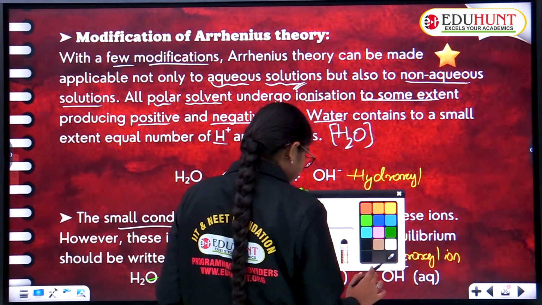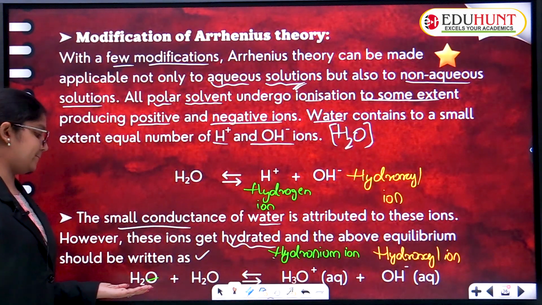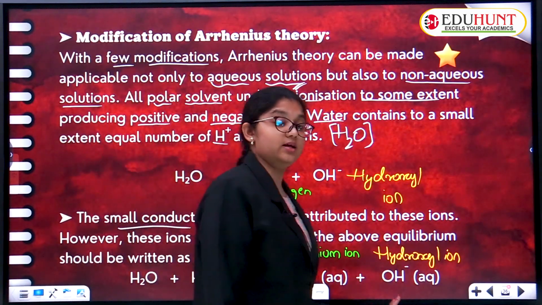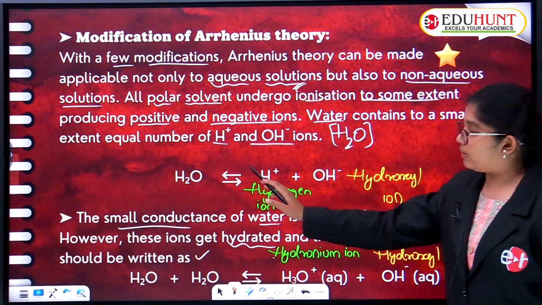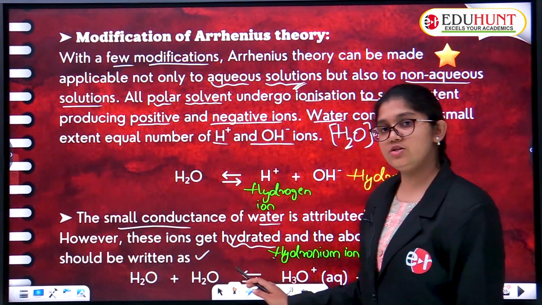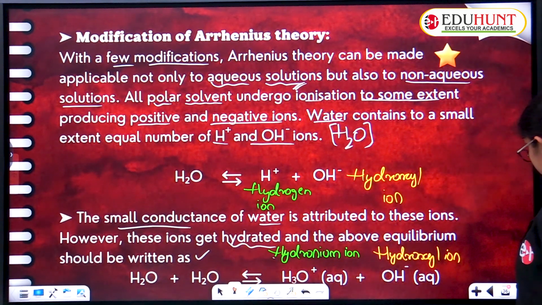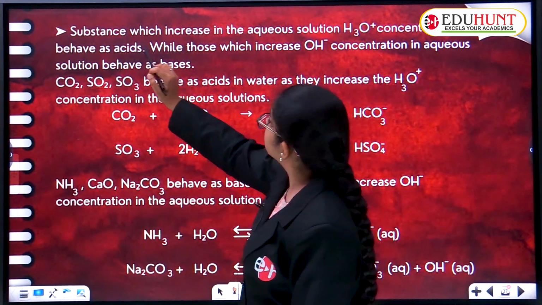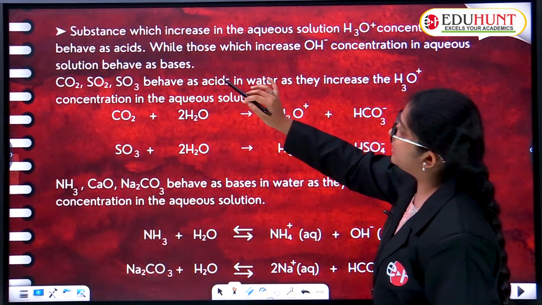But if you observe, these two are given in aqueous solution, because two molecules of water are taken, right? This is the reason we have a small conductance of water in the particular equation. Before, one molecule of water gives rise to H plus and OH minus, and here two molecules of water give rise to hydronium ion and hydroxyl ion in aqueous solution. Later the modification extends to substances which increase the H3O plus concentration in aqueous solution, behaving as acids.